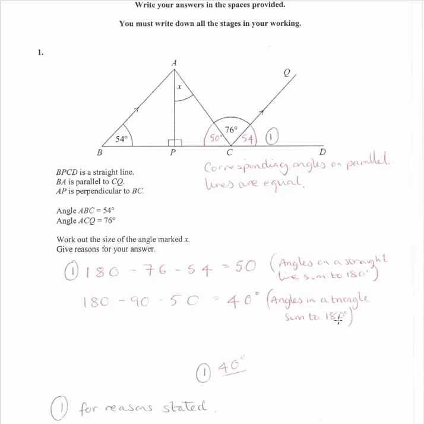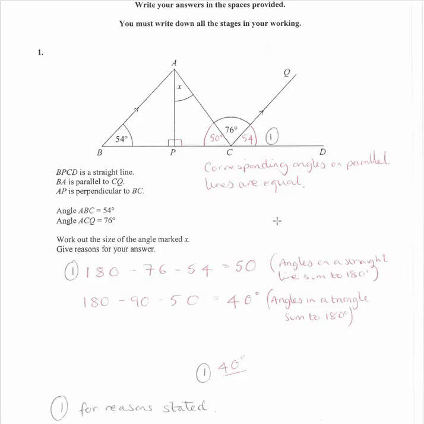What angle fact did you use? Angles in a triangle add up to 180. So you're just writing down here the angle fact that you used to work it out. If you just work it out but don't say the fact, you don't get the mark. So it's really important you don't throw away easy marks.